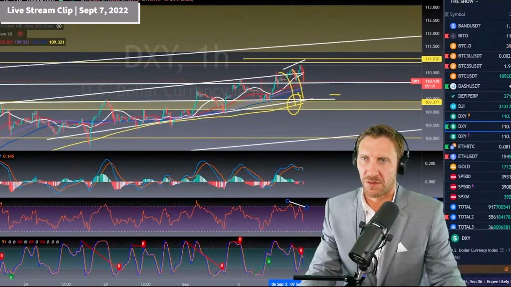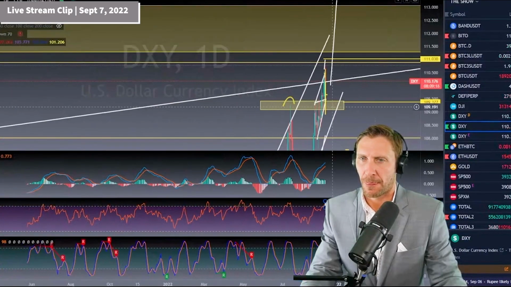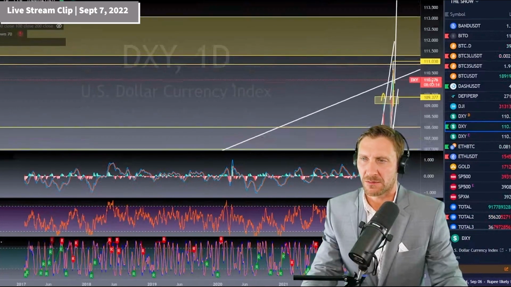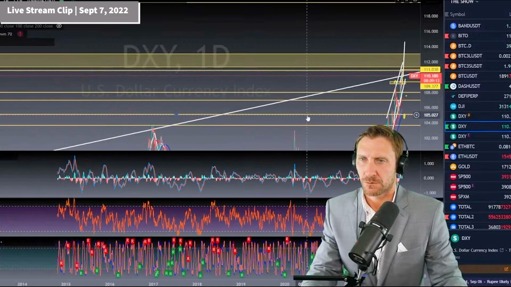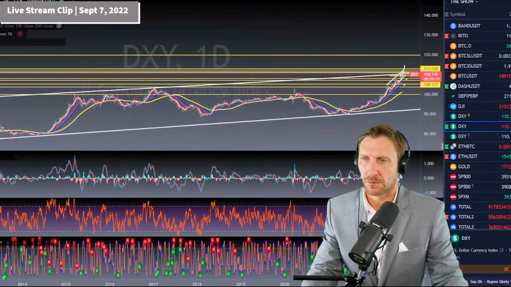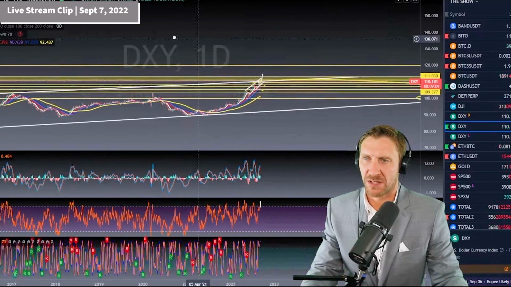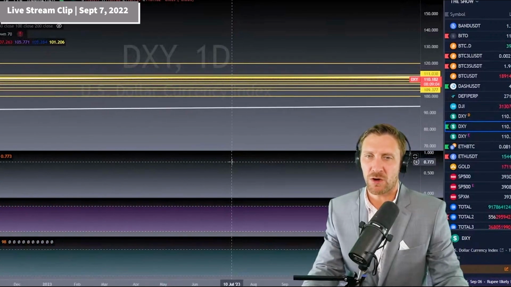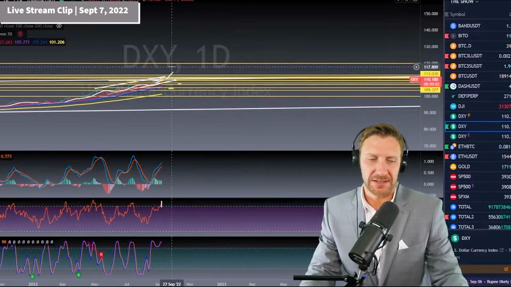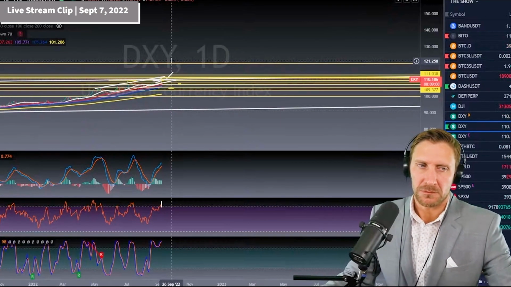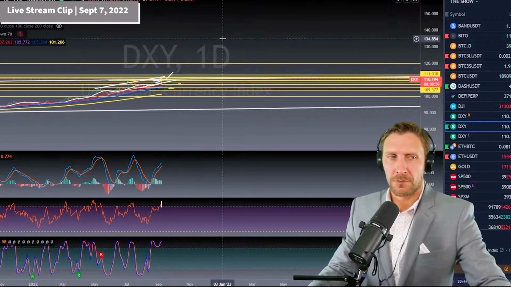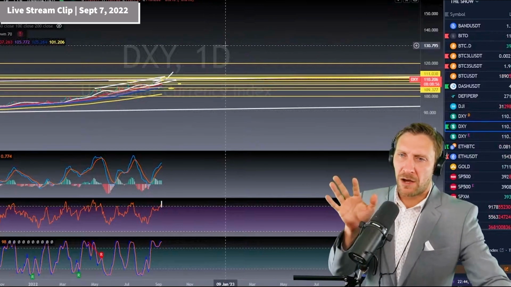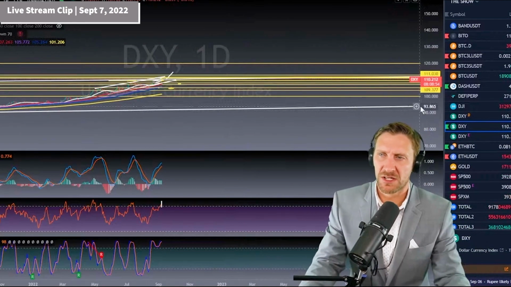Okay? We look at it on the daily time frame, and this bigger idea here is that it's in this rising wedge channel. I want to see it break back to the bottom of the channel. It's very overbought at 110.18.